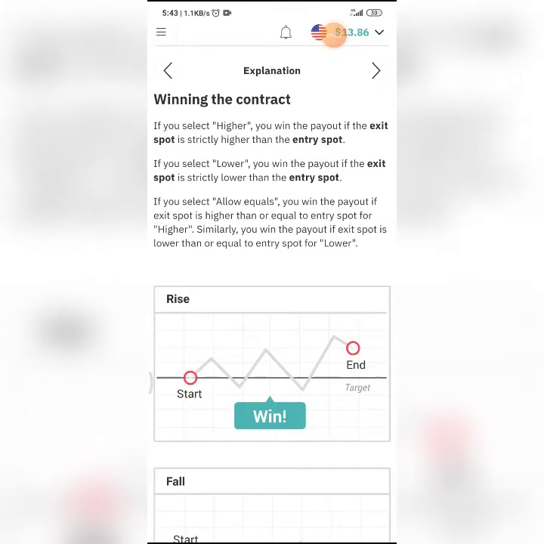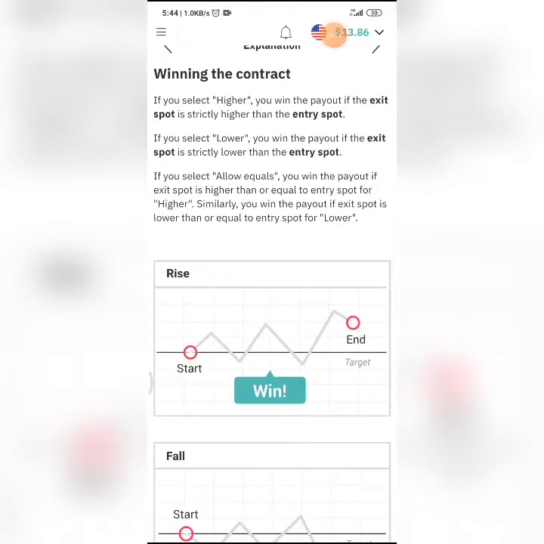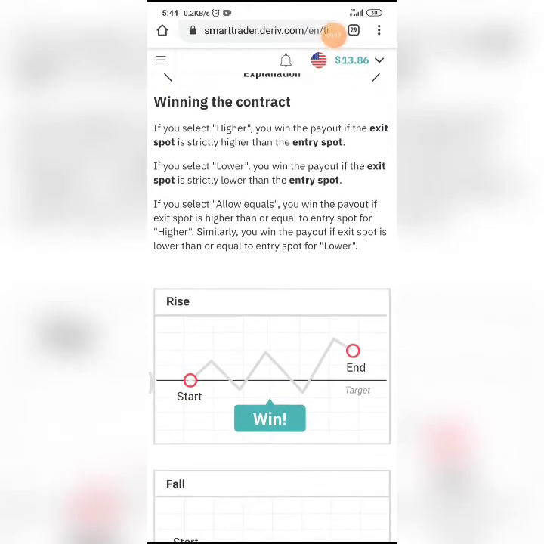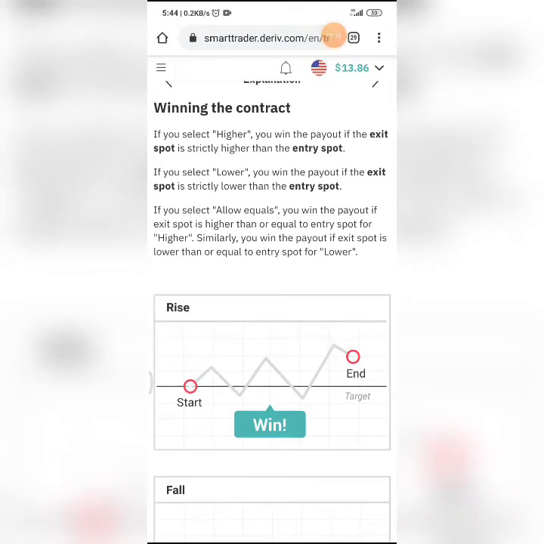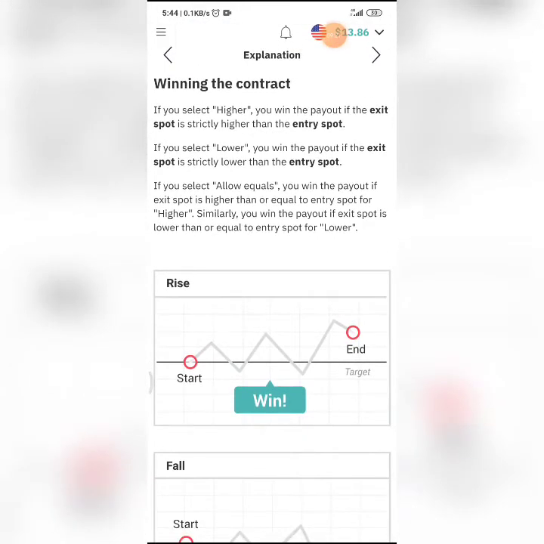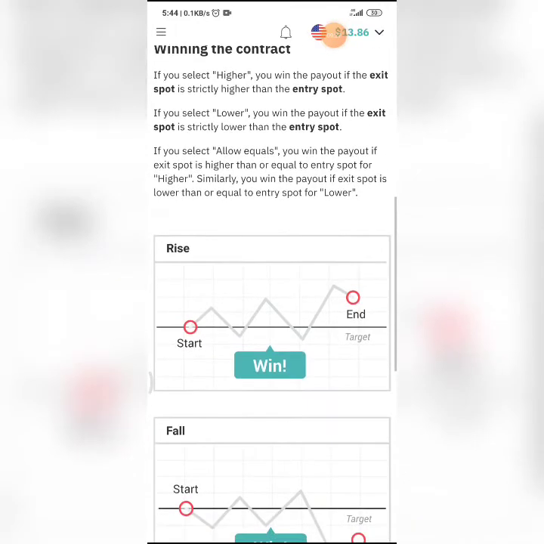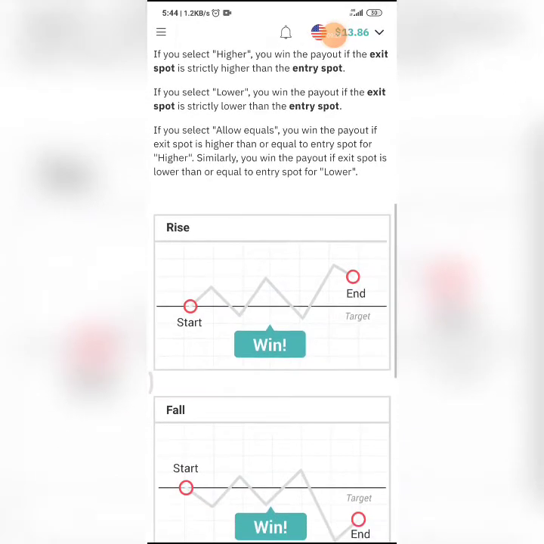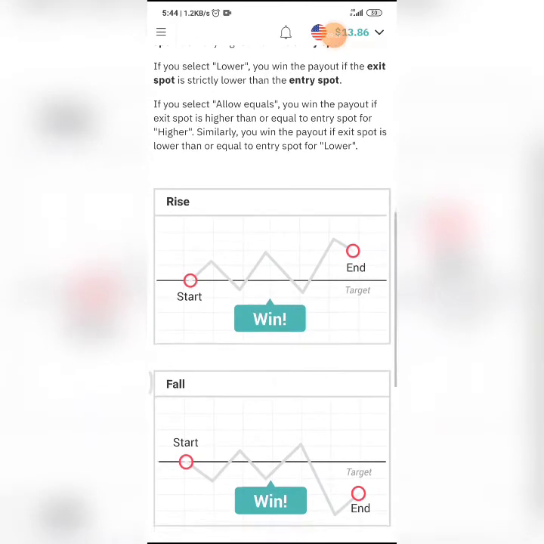It says to win the contract, if you select higher, you win the payout if the exit spot is strictly higher than the entry point. And if you select lower, you win the payout if the exit spot is strictly lower than the entry point. If you select allow equals, you win the payout if exit spot is higher than or equal to entry spot for higher. Similarly, you win the payout if exit spot is lower than or equal to entry spot for lower.